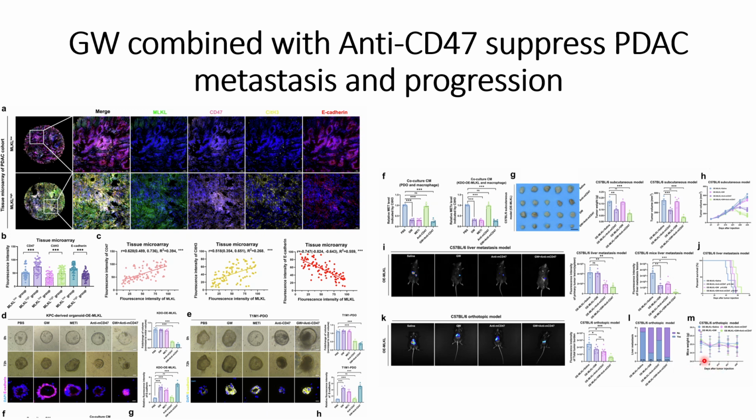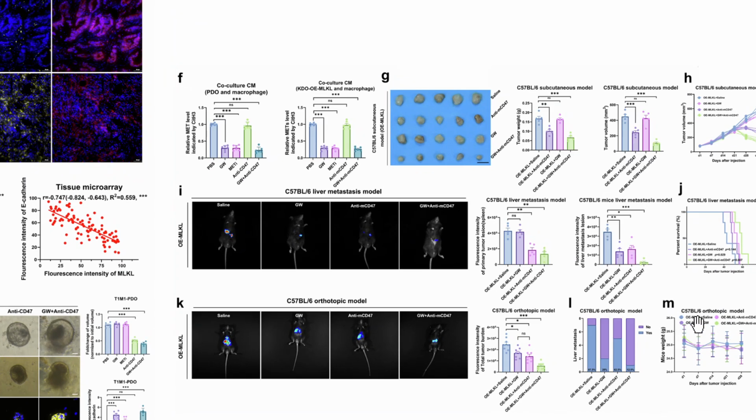And when they check the mice weight, it does not affect the mice weight significantly. In these C57BL6 orthotopic models, mice weight is not affected significantly, indicating that these antibodies do not have a drastic effect on the weight of the mouse, but they have an effect on the liver metastasis and the tumor progression.